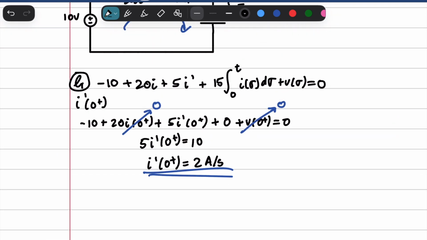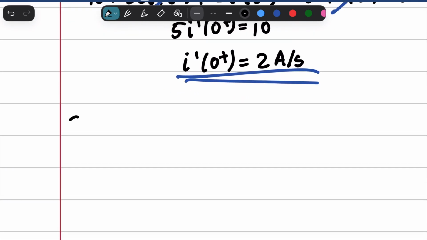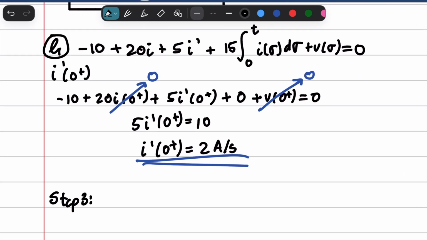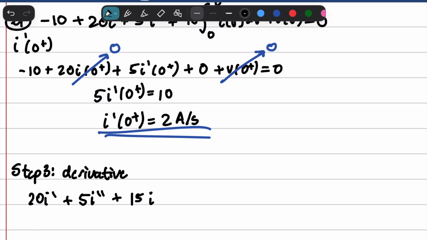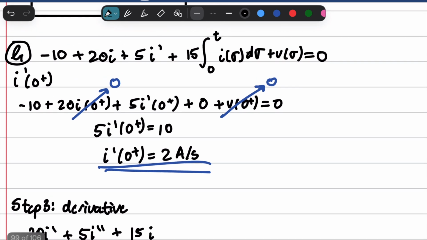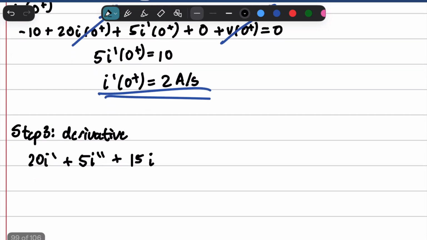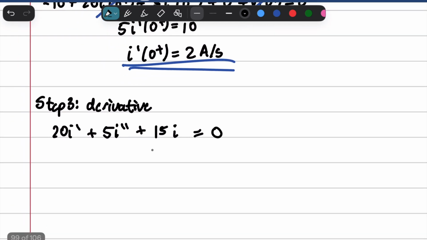The next thing that we're going to do is step 3, and we're going to take the derivative of this differential equation, or yeah, this equation, and we're going to get, let me write it down. We're going to get 20i prime, what I was doing earlier, plus 5i double prime, plus 15 just I, right, because the antiderivative of this is just going to be the integrand, equals 0. Divide everything by 5, I double prime plus, what is that, 4i prime, plus 3i equals 0.